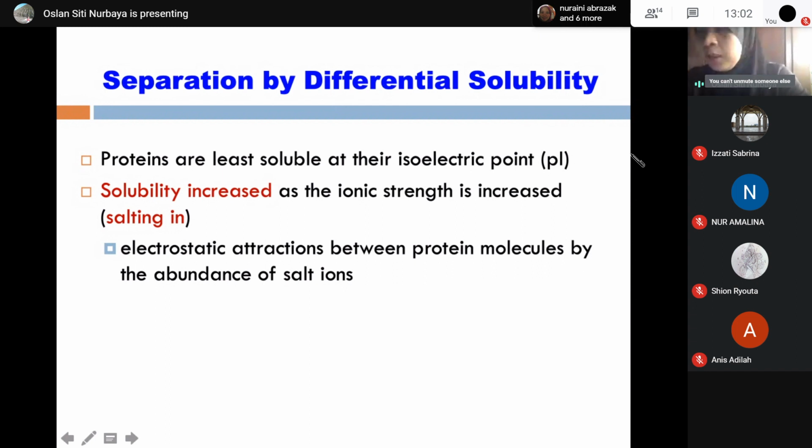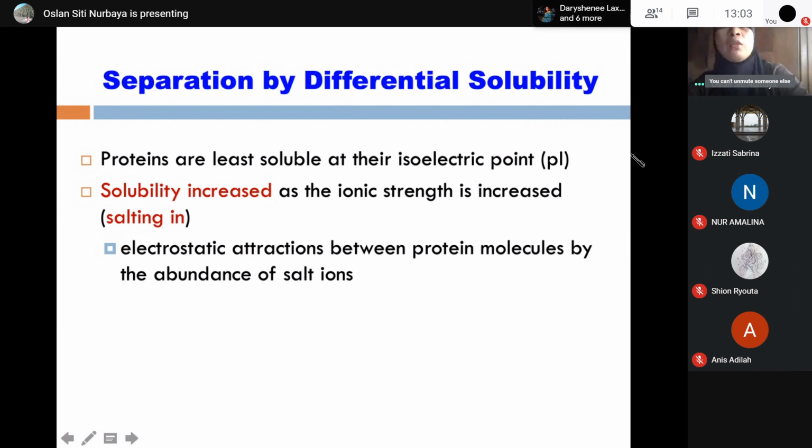This is called salting in. This process is used for ammonium sulfate precipitation. One of the techniques we have is salt precipitation. In our case, in the lab, we use the ammonium sulfate precipitation technique. As we increase the ammonium sulfate in the protein solution, the electrostatic interaction between the protein molecules will be decreased.